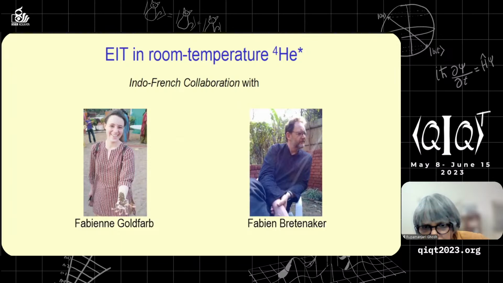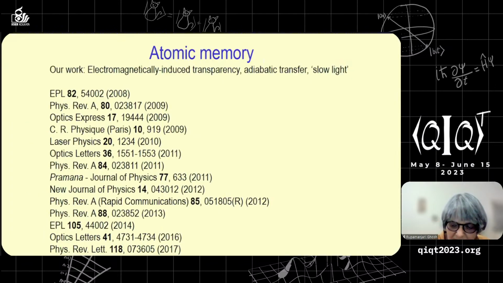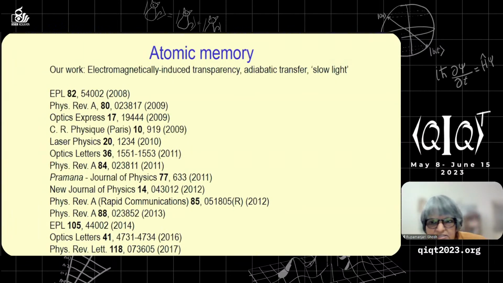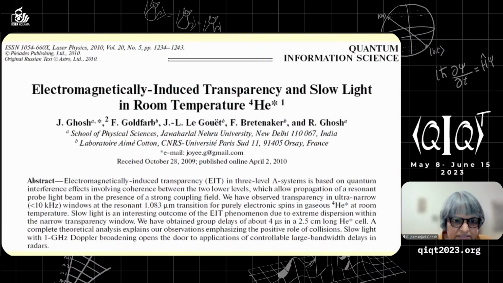In the French collaboration, I had a long-standing collaboration with Fabien Bretenaker, and this helium experiment was actually the specialty of Fabien Goldfarb in Orsay. We had funding, and then it came out as we got graded excellent both times, and it got featured as a very, very successful research collaboration. So there's a lot of references of our work, where we have talked about EIT, adiabatic transfer and slow light. What is adiabatic transfer? Essentially, okay, some of the thing, I think I can skip all of this.